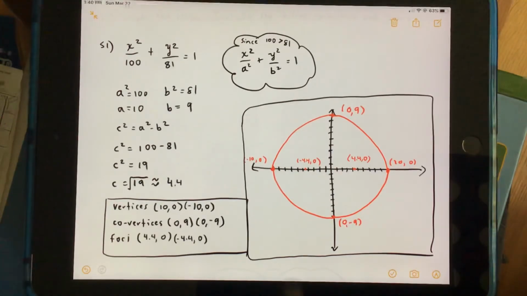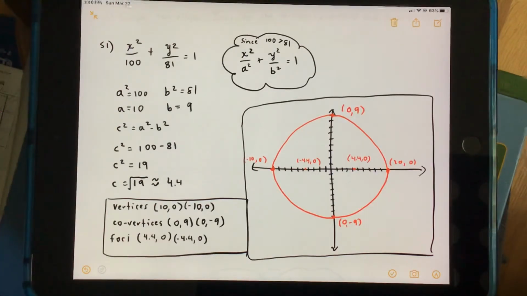So over here you can see that I've graphed my vertices, (10, 0) and (-10, 0), and of course my foci are also going to be on that same axis. The covertices will be on the opposite axis. They're going to be on the vertical axis, so that's why I know that my number 9 here for my b is going to go in the y-coordinate position. So my covertices then are (0, 9) and (0, -9).